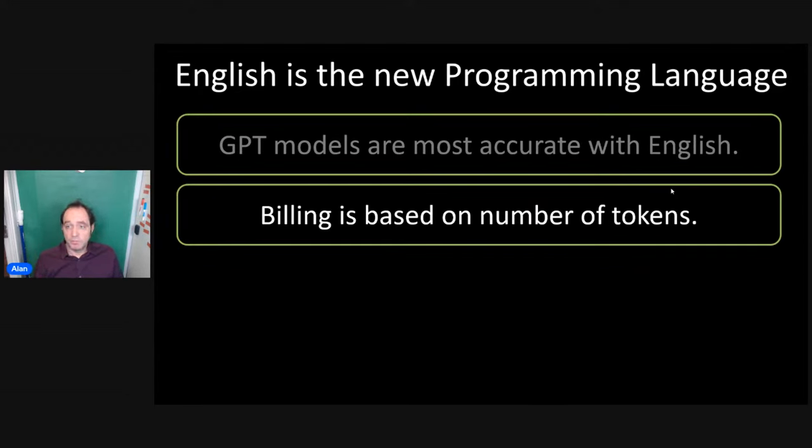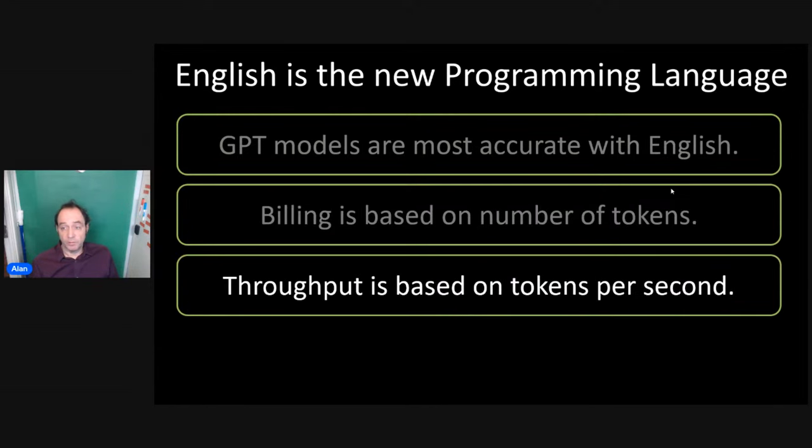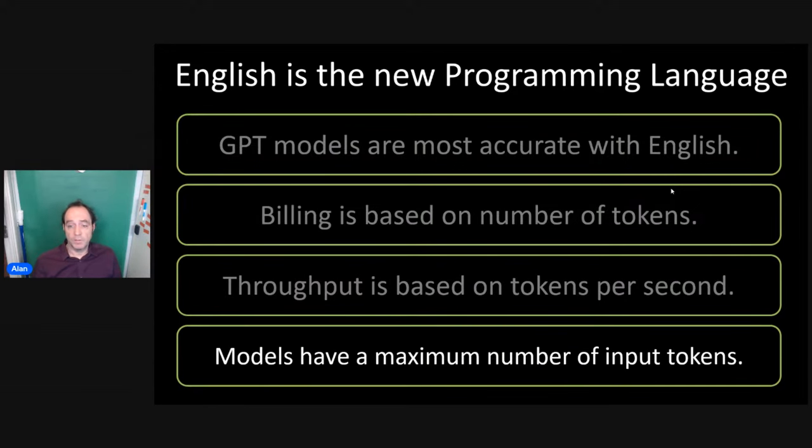Also, the billing is based on the number of tokens that you're sending in and the number of tokens that are generated, so it'll be cheaper to use English. Throughput is based on tokens per second. It will be faster the fewer tokens that you have. And many of the models, or all of the models actually, have a maximum number of input tokens. So we can only send so many tokens to the model. So that means more text if we're working with English.